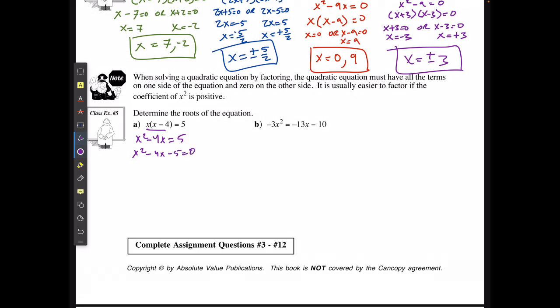I'm going to factor this by inspection. X minus 5 and x plus 1 is equal to 0, which means that either x minus 5 is equal to 0 or x plus 1 is equal to 0. X would equal 5 or x would equal negative 1, which means that x is equal to either 5 or negative 1.